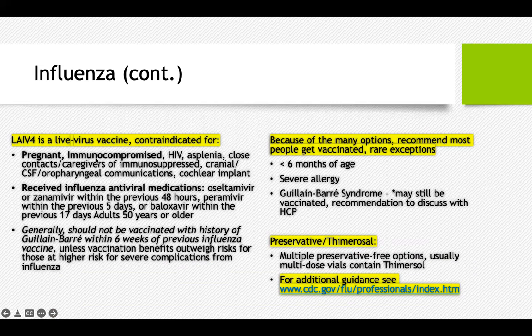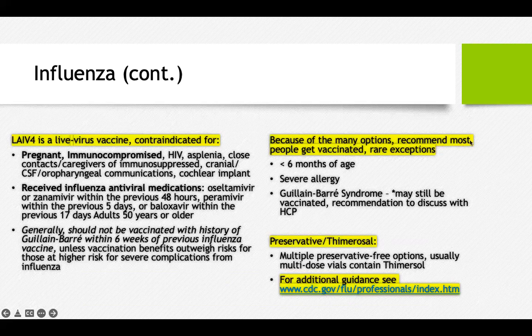Again, we want to avoid any live virus vaccine in somebody who's pregnant, immunocompromised, has HIV, doesn't have a spleen, is in close contact with anybody who is immunocompromised, or has cranial or oropharyngeal communications or cochlear implants. If they've received any of these antiviral meds prior, within a certain number of days, then you want to hold on these live virus vaccines. Anybody with a history of Guillain-Barré syndrome within 6 weeks, you also want to hold off on a live vaccine.